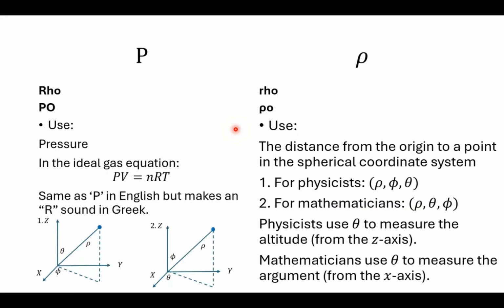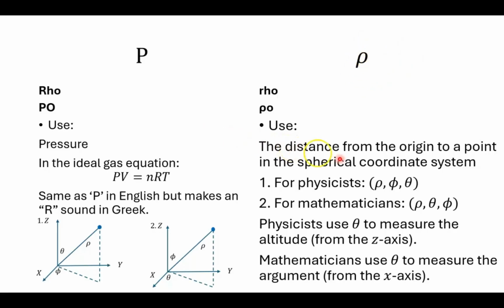The next one is rho. The uppercase is the same as P in English, but makes an rho sound in Greek. So it's used for pressure, as in the ideal gas equation. The pressure of a gas times its volume will be proportional to the temperature. And for the smaller rho, it looks like a P, but it's not a P.